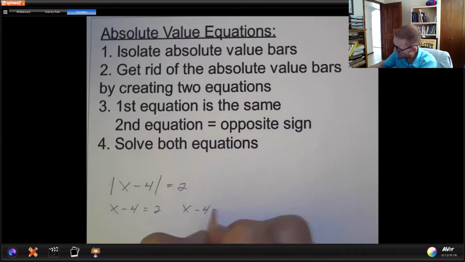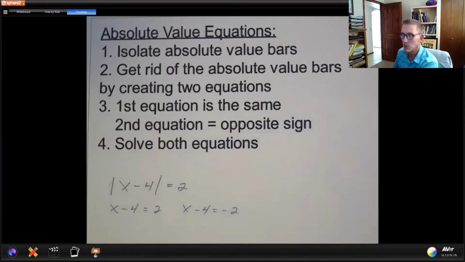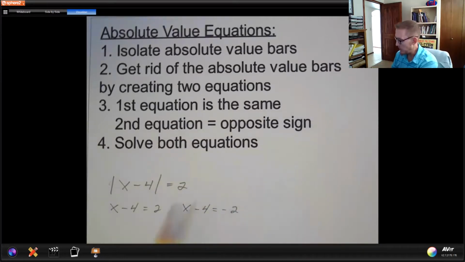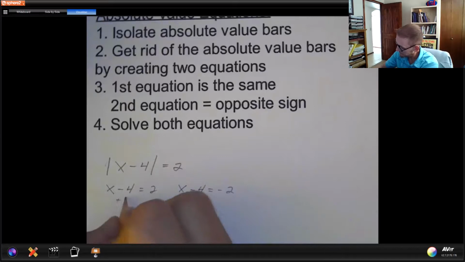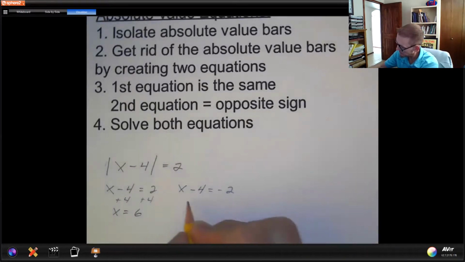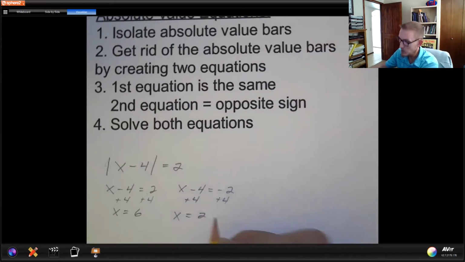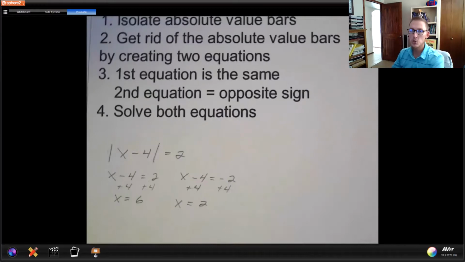X minus 4 equals -2. So you'll notice I've got the 2 and the -2. Those are the two different equations. And now solve both. Add 4. So x equals 6. Add 4. And x equals 2. You have your two answers, x equals 6, x equals 2.